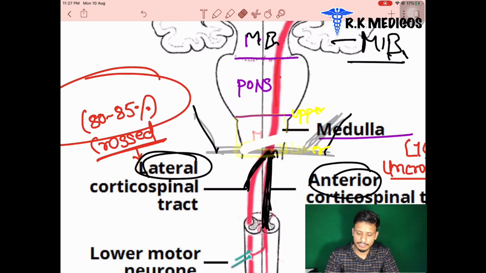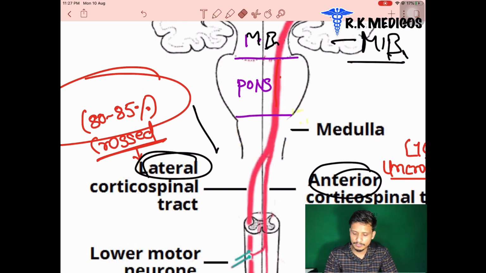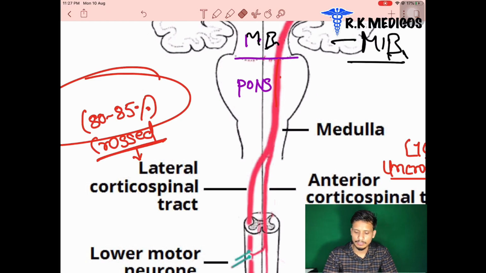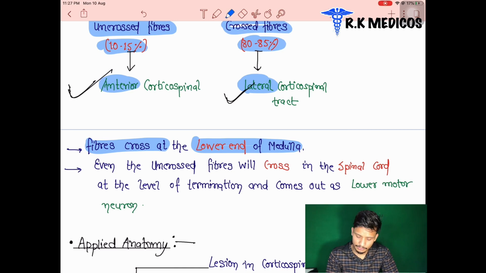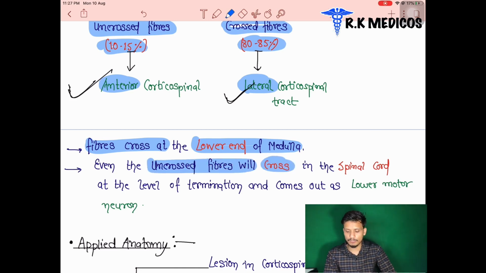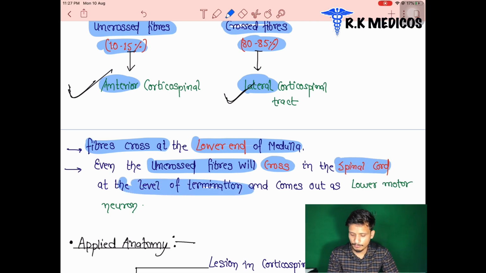You can see clearly in this picture that in the lower part of the medulla these fibers decussate here. Next, we can see what is written here: even the uncrossed fibers will cross. The fibers that did not cross cross in the spinal cord at the level of termination, and they come out at the lower motor neurons.